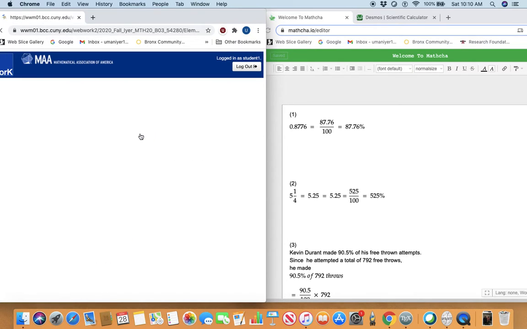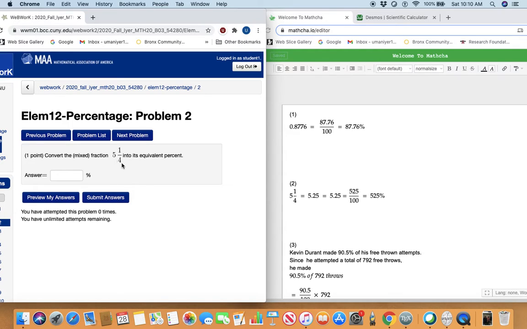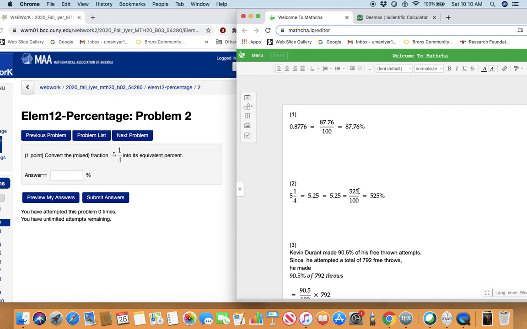Next problem. Convert the mixed fraction 5 and a quarter into its equivalent percentage. Notice 5 and 1/4. 1/4 is basically 25 cents. So 5 and 1/4 is 5.25. Now 5.25, again notice I move the decimal point 2 places to the right and divide by 100.